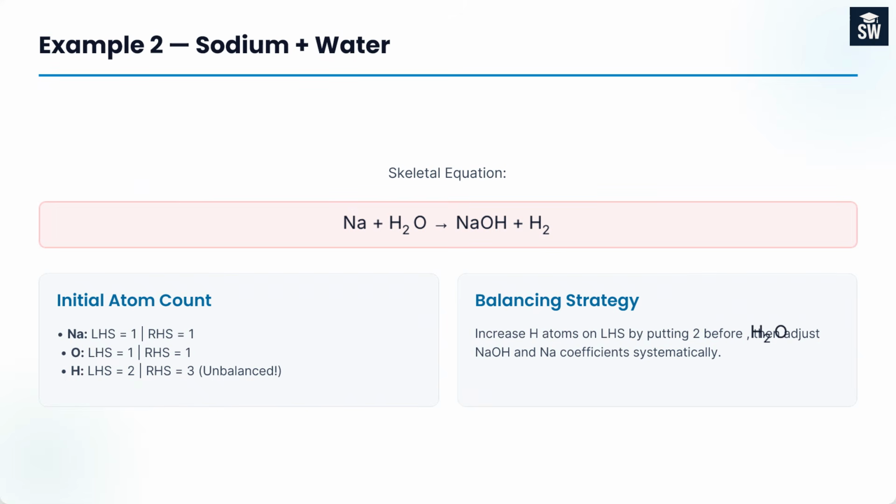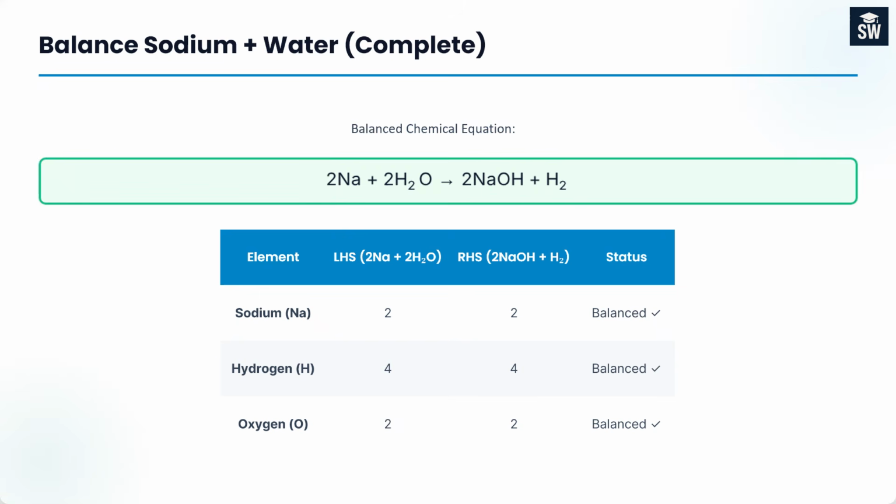Now let me consider one more example. The example is Na, sodium, plus water, which gives sodium hydroxide and finally H2. So first, initially you have to count which is unbalanced. Unbalanced is hydrogen, so to balance you have to put 2 before H2 to adjust the sodium metal. So you will get 2 to balance, you will get 4 for balance of the hydrogen, and you will get 2 to balance the oxygen when you put this 2 in front of NaOH.